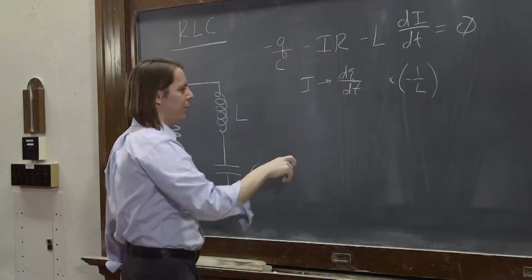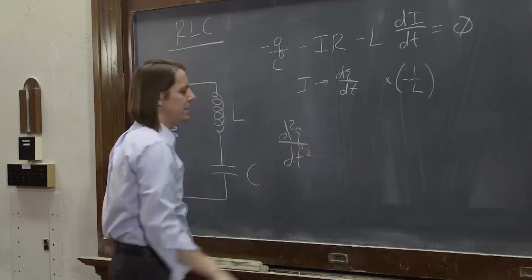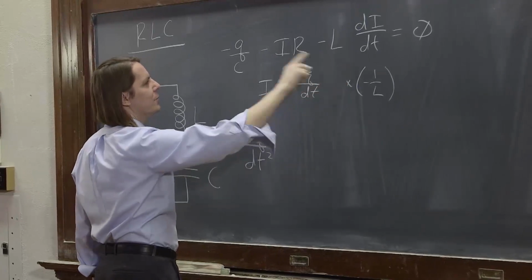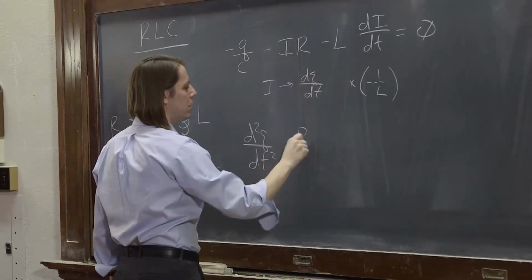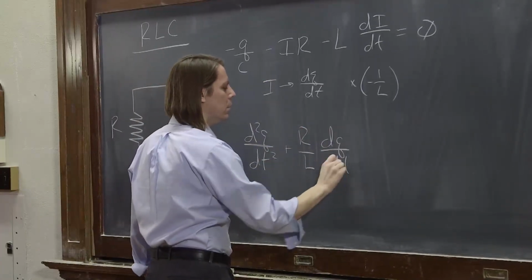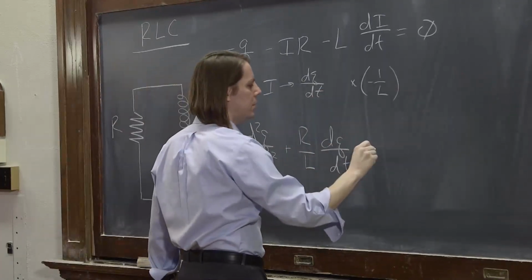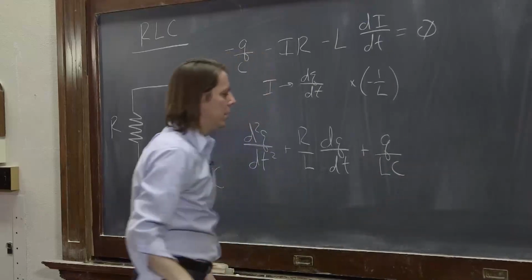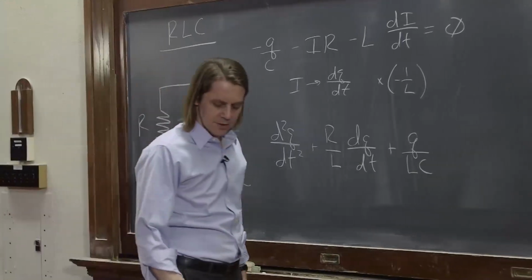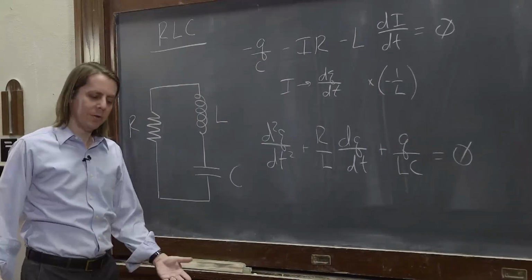So if we do that and reorder them a little bit, we get d2q dt2 on that term, plus, and then you would go to your next order derivative, that's positive R over L times dq dt, and then also positive Q over LC. Remember, in this case, Q is a function of time. We're trying to figure out how the charge behaves in this circuit. And you multiply the right side by minus 1 over L, and you get 0 on the right side as well.